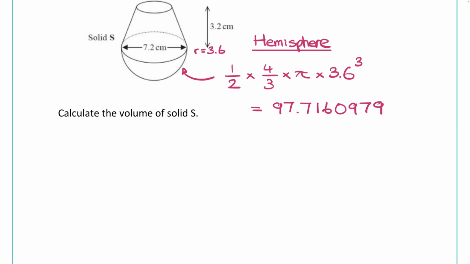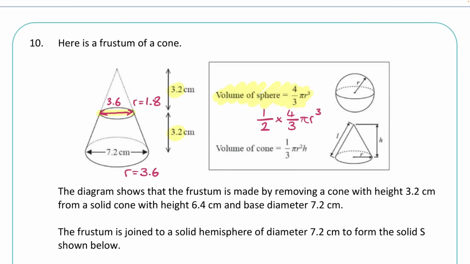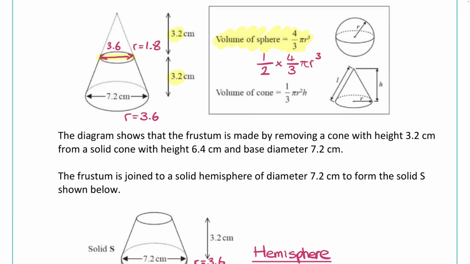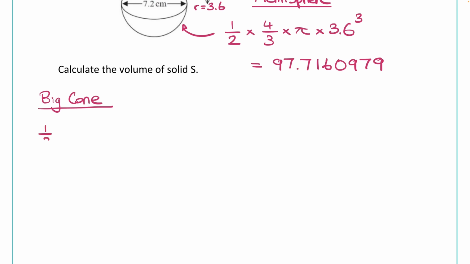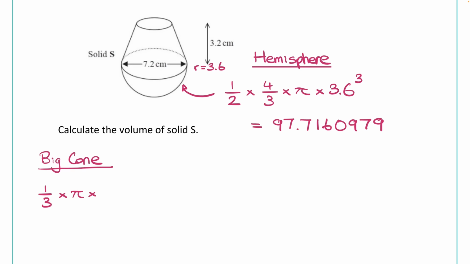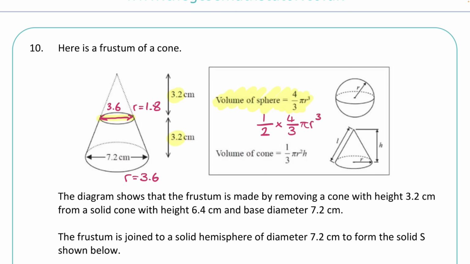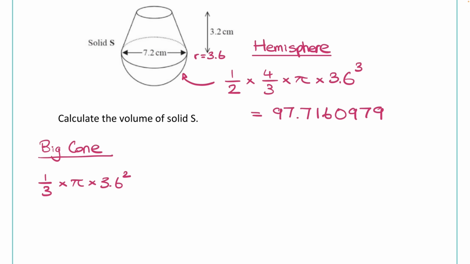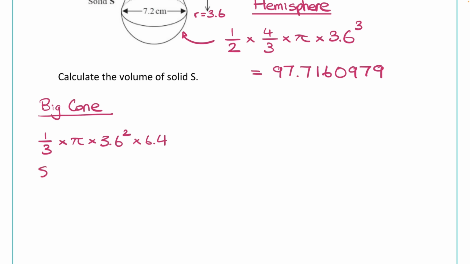So if we label this down here, let's just call it the big cone as the first thing that we're going to work out. The formula is 1/3 pi r squared h. So for that big cone, it's 1/3 times pi times the radius, which was 3.6 squared. And that large cone had a height, and it says it in the question anyway, a height of 6.4. So times 6.4. Now we can type all that in a little bit. Let's also do the small cone. Get the working out written down.